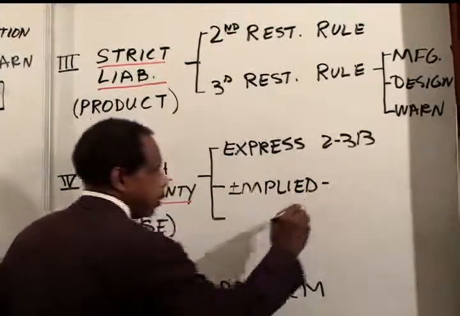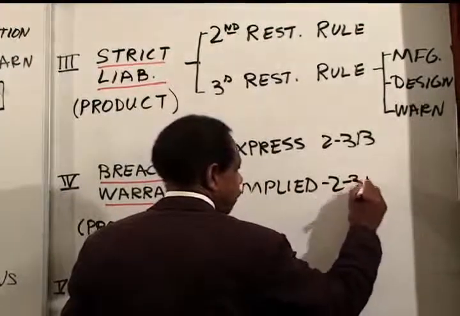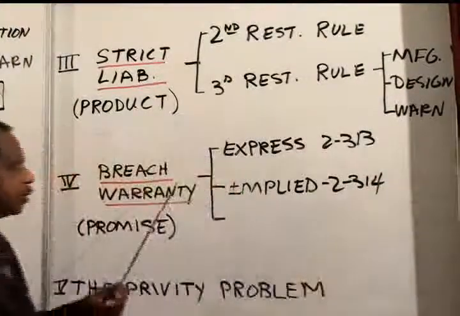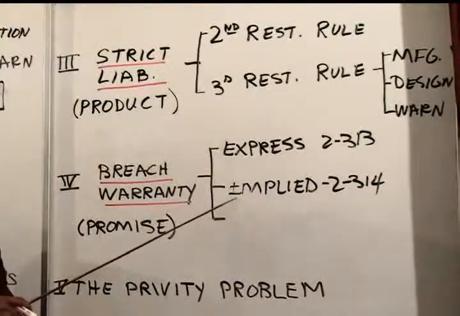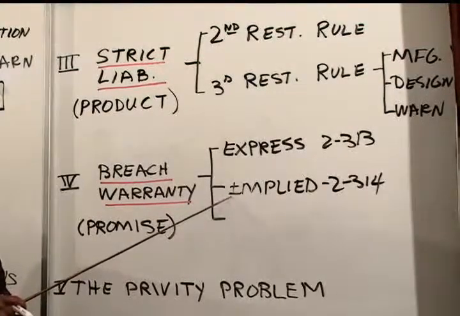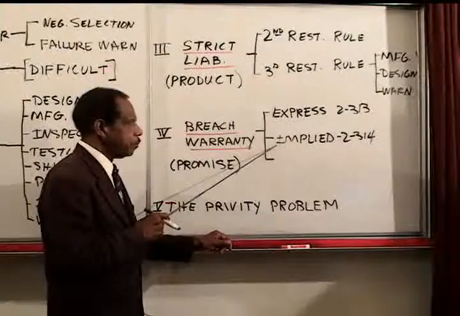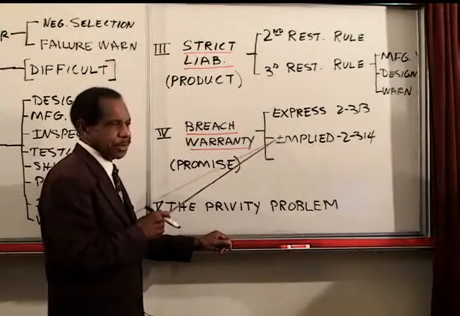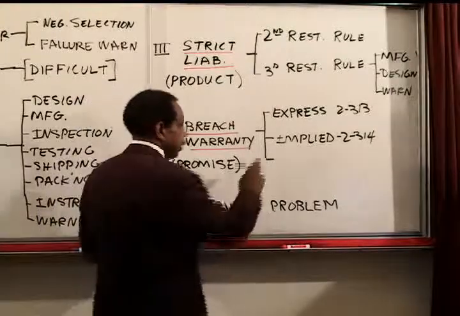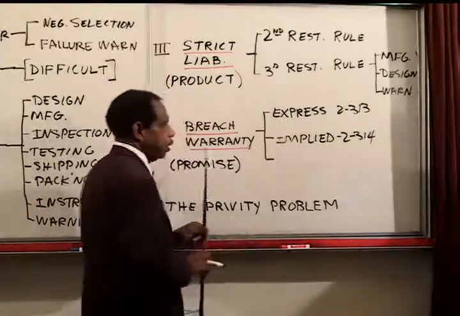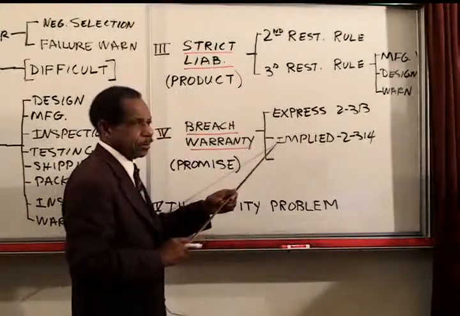There's an implied warranty at 2-314, and this is the warranty of merchantability. The warranty of merchantability says that the product is of merchantable quality, fit for the use that it was intended, and this is a major testing area. The implied warranty is at 2-314, in particular the warranty of merchantability.